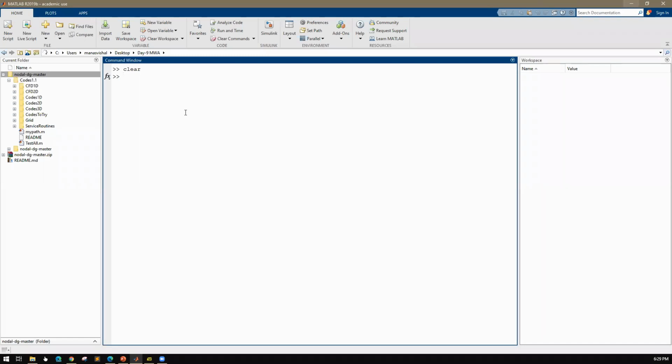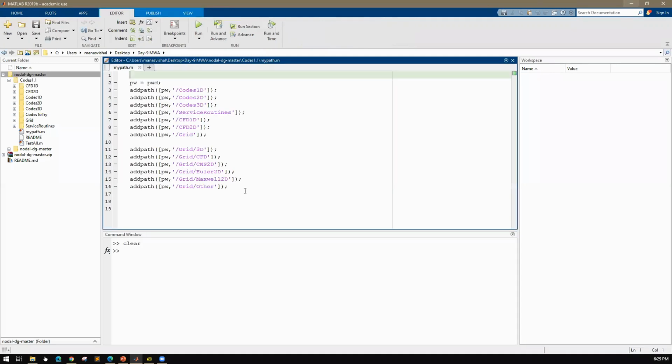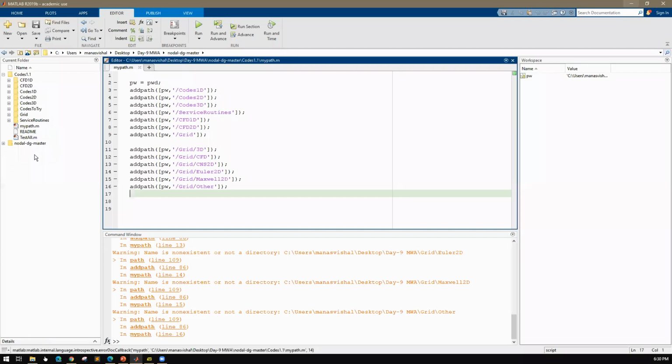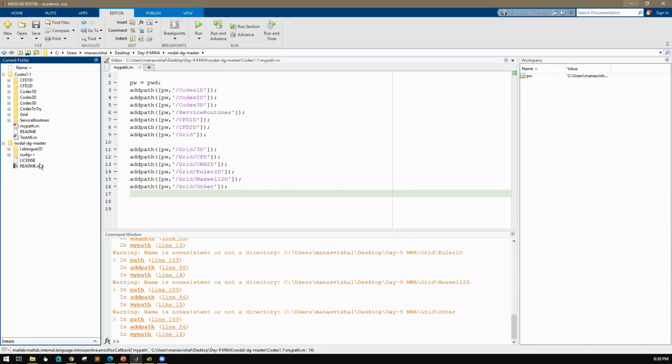I hope you can see my screen. Yeah, we can. So as you can see, this file only contains the folder structure, and it is adding to a variable such that you can run the code from anywhere. What we want to do is run this file, and you can see there will be a variable created. This shouldn't have happened. Okay, just give me a minute.